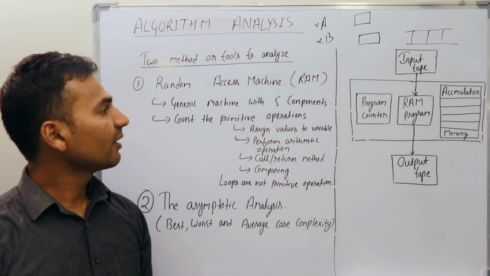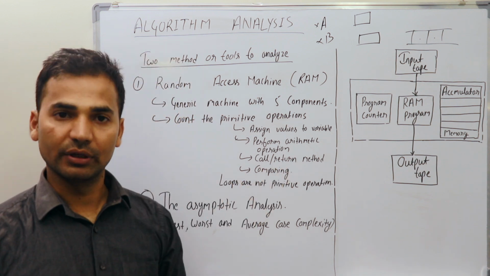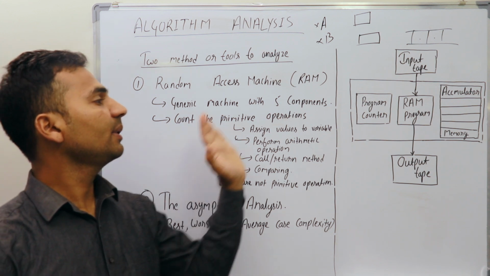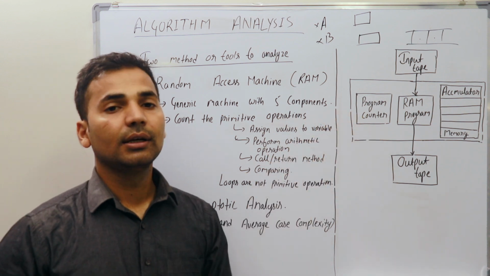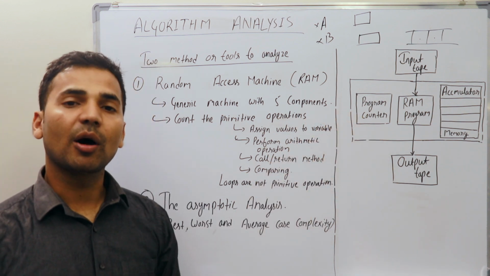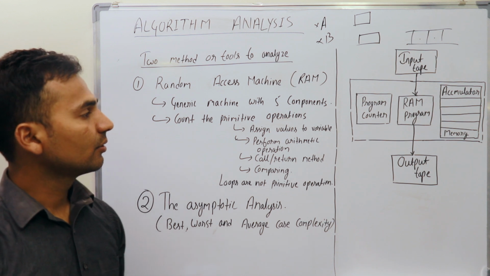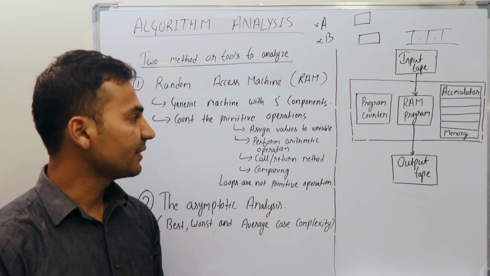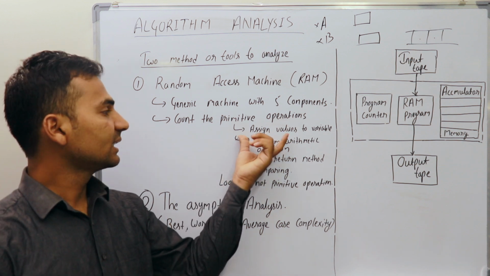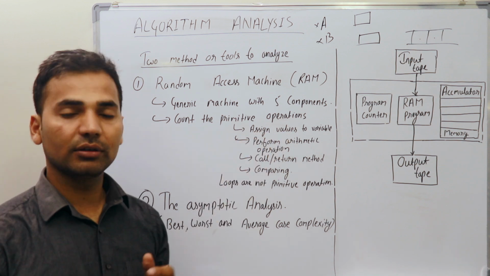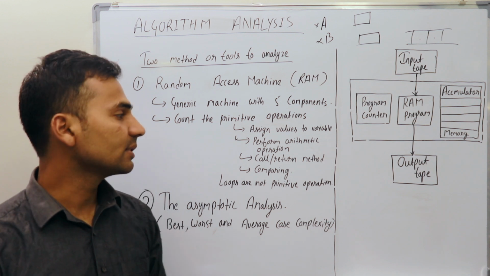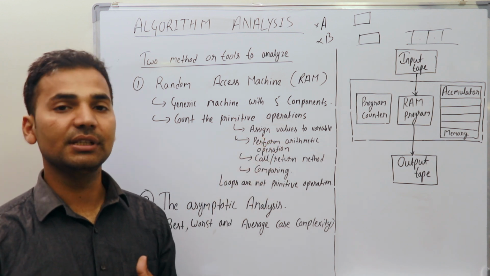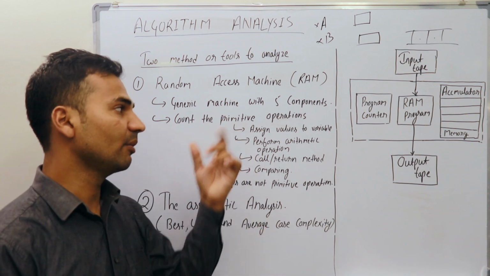So how can we analyze an algorithm in the RAM model? We implement the algorithm in the RAM model, then we count the number of primitive operations that the algorithm takes. What are the primitive operations? Assigning values to variables is one. There may also be arithmetic operations such as addition, multiplication, and division, and those are primitive operations.